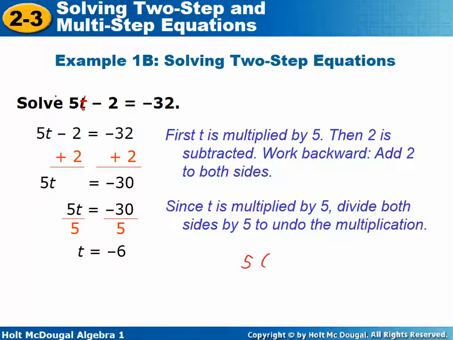Then we check by going back to our original equation, write the whole thing out, except instead of the t, we'll put our negative 6. And for my equal sign, I'll put a question mark by it, just because I don't know yet if it works. So now I do the work on this side. I go 5 times -6, that's -30, minus 2, and I want to see if that equals the right side. So -30 minus 2 is -32, which is equal to -32. So it does check, and I have the right answer.